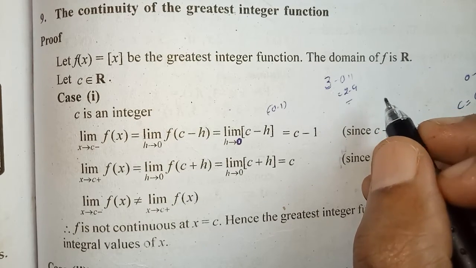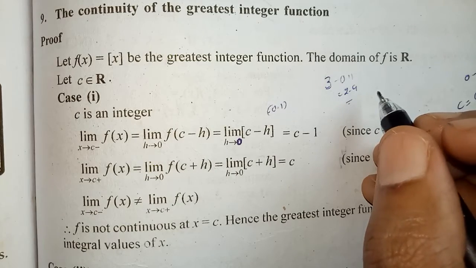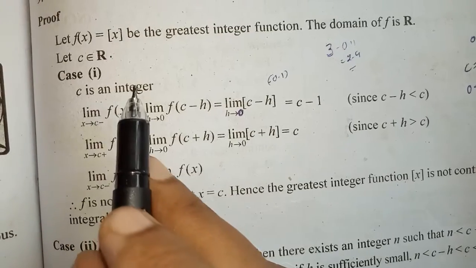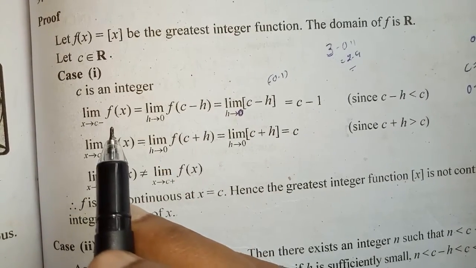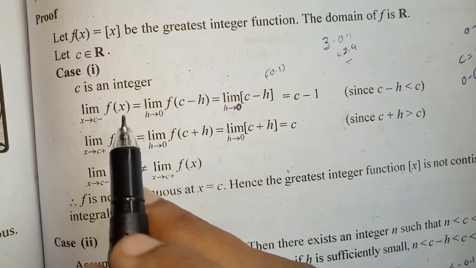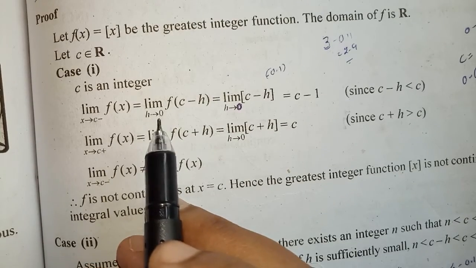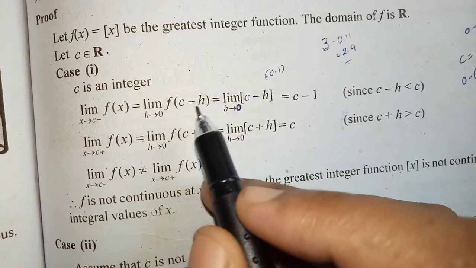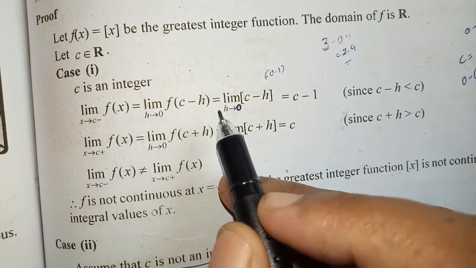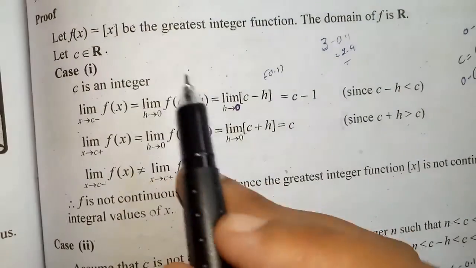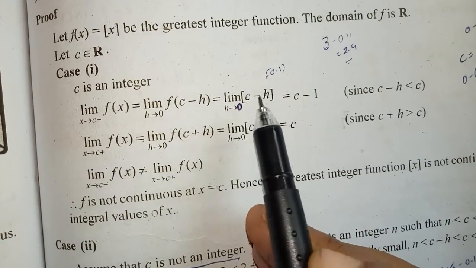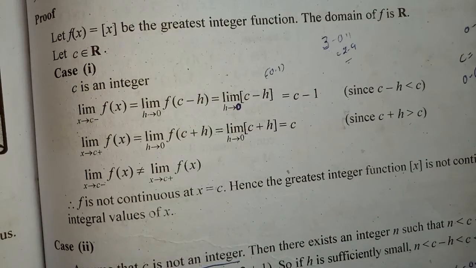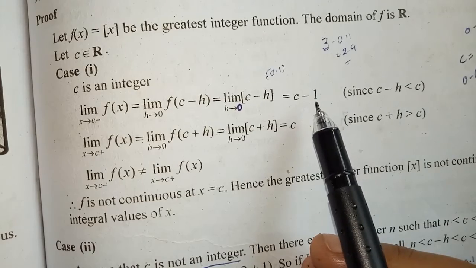So there can be two situations. x can be an integer or x cannot be an integer. If x is an integer, what will happen? That integer can be approached from the left side or from the right side. So the limit as x tends to c minus of f of x will be the limit as h tends to 0. Now you remember I put x as c plus h. This time it is from the left side, so I'll put it as c minus h. So f of c minus h means the integer part of c minus h. This is from the left side, so it will be shifting one number to your left side. So it is c minus 1.